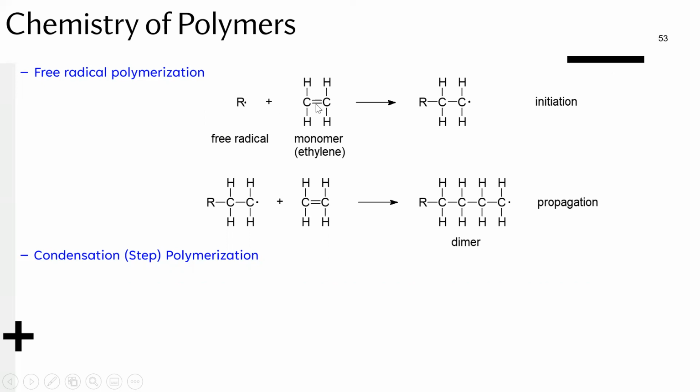The free radical then reacts with this double bond here and opens it up. So one of the carbons is now connected to a radical. The other one has a free electron ready to bind with something, and that is nothing but the next monomer. And this continues on and on until you get a very long chain and it propagates.